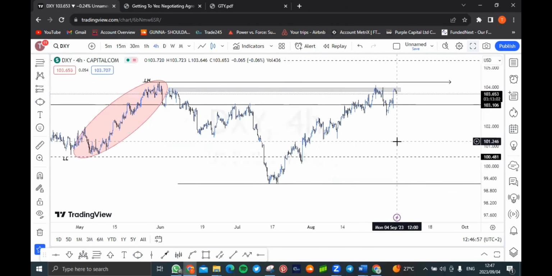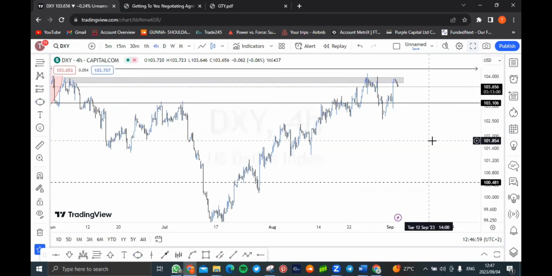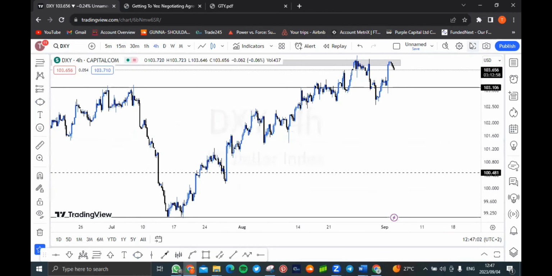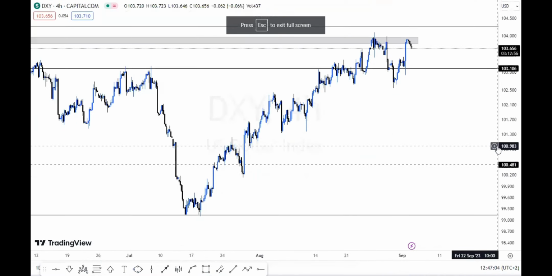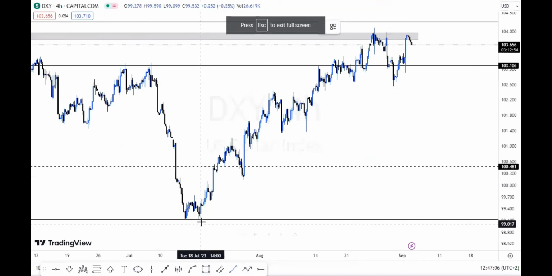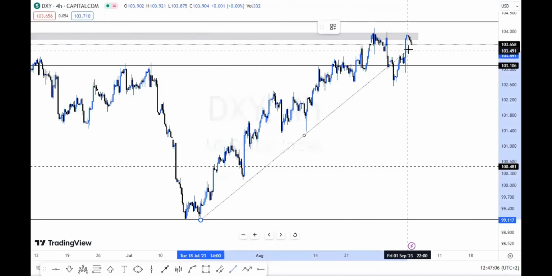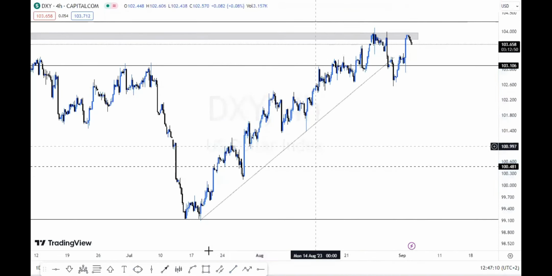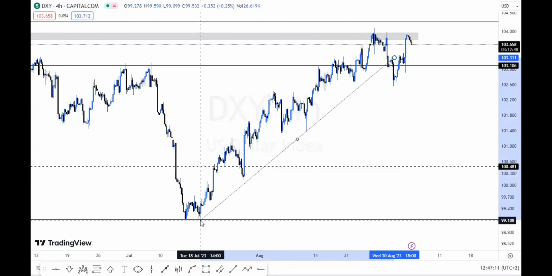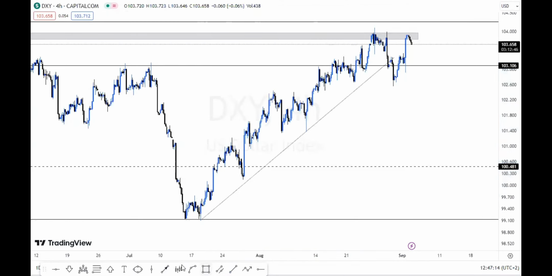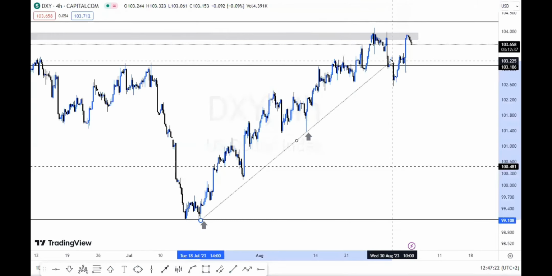And if you look closely, you can try and connect your lows and see if you can come up with something that can give you a direction, or guide you on what you can do next. As you can see, if we connect our lows here, we have a clean trend line where we have first touch, second touch.